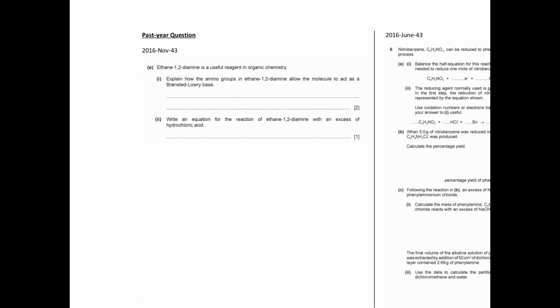So these questions: ethane-1,2-diamine is a useful reagent in organic chemistry. Okay, so diamine, how does it look like? 2 carbons because of ethane. Diamine means you have NH2 on both sides. The rest are just normal H, H, H, and H. Okay, this is ethane-1,2-diamine.